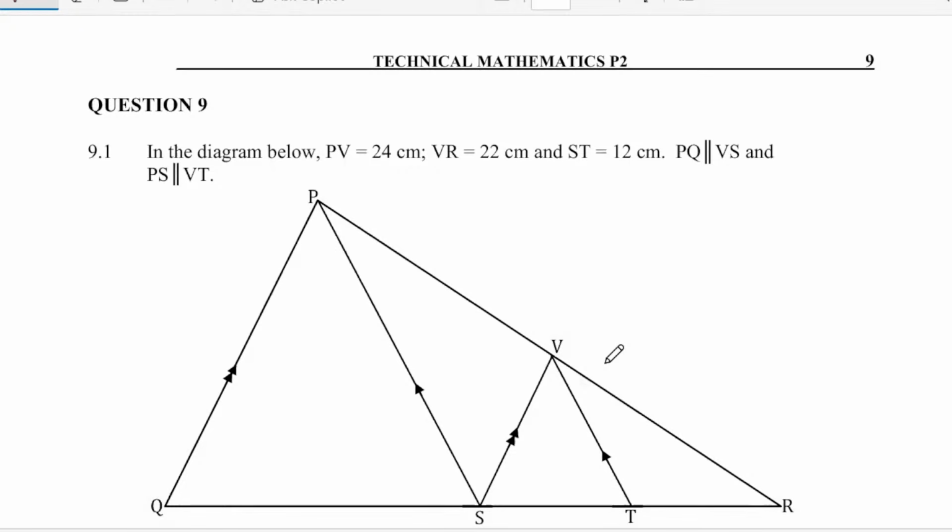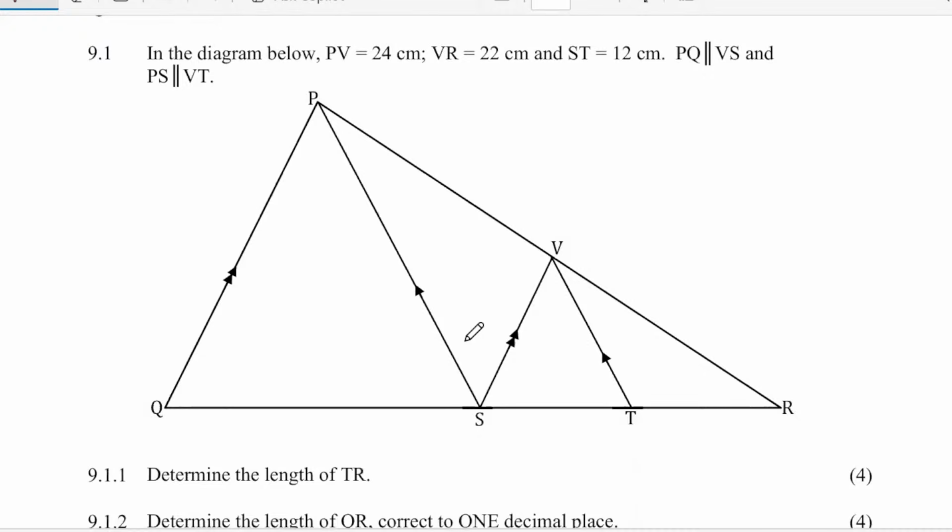We're being told that in the diagram below, PV is 24 centimeters. VR is 22 centimeters. ST is 12, and PQ is parallel to VS, and PS is parallel to VT. Can we determine the length of TR?